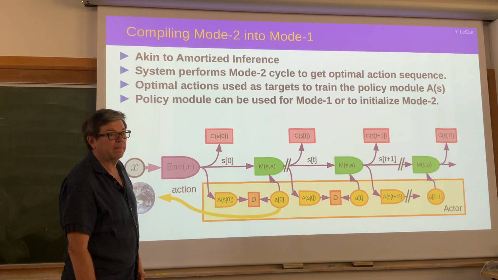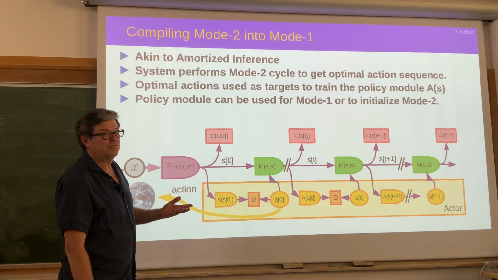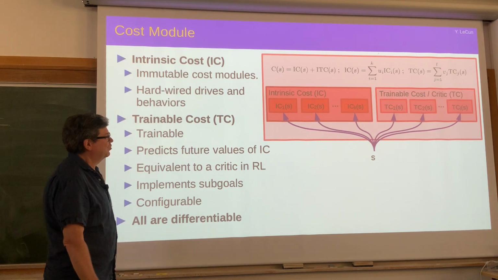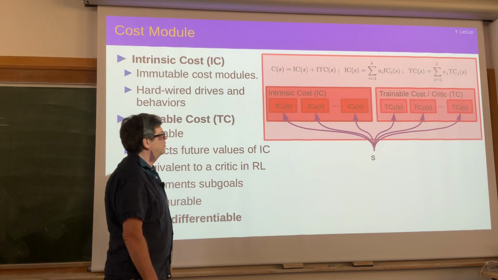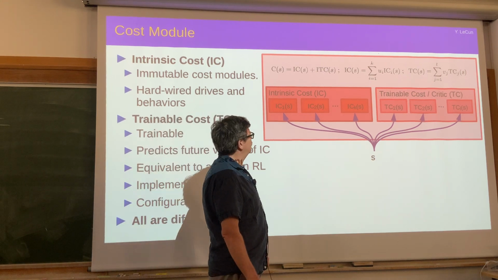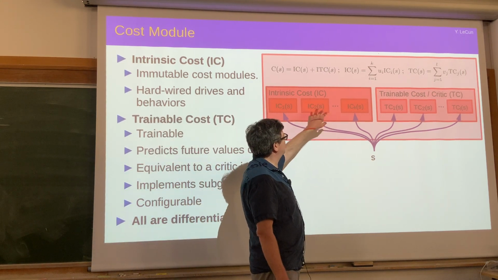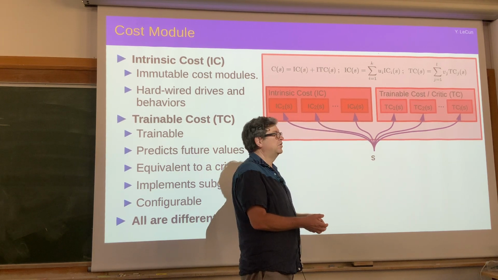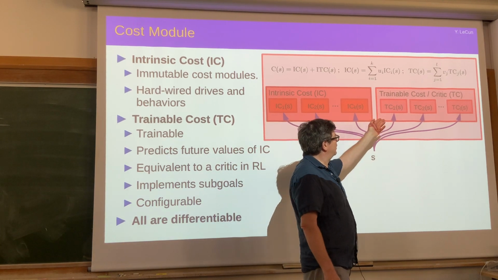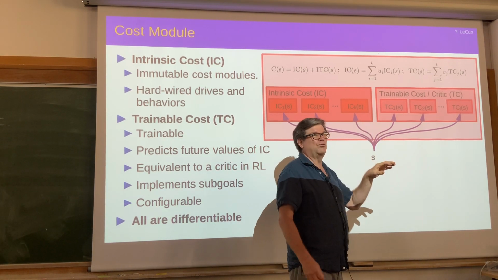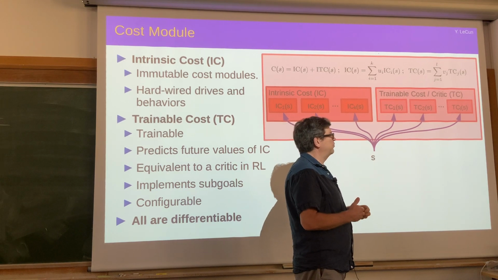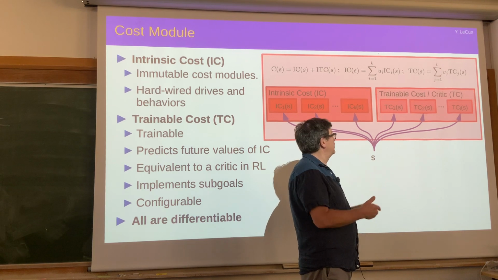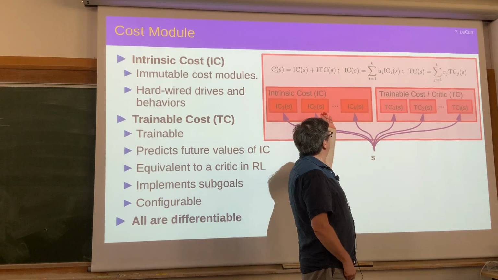So this is mode 1, and mode 2 is supposed to correspond to system 1 and system 2 from Daniel Kahneman. The cost module, as I indicated in the first lecture, is a combination of two things. One is the intrinsic cost. The intrinsic cost may have different modules that could be combined linearly in various ways, but they are immutable and they determine the nature of the agent. And then a trainable cost or a critic that has, again, different modules that can also be combined, but they are modulated by the task that the agent has to pay attention to at the moment. And those things are trained by predicting future values of that, okay?